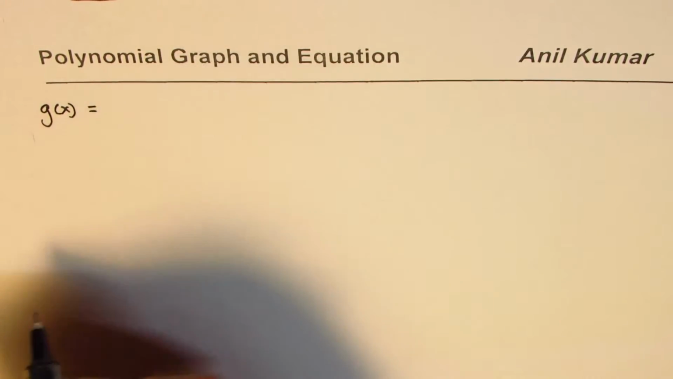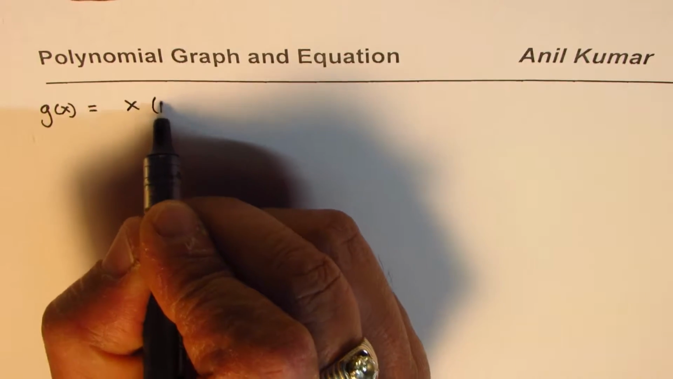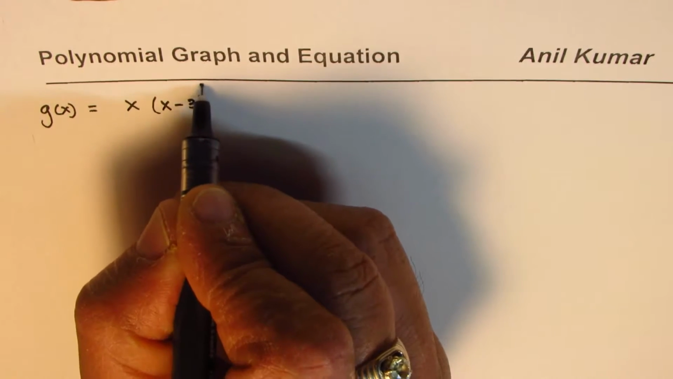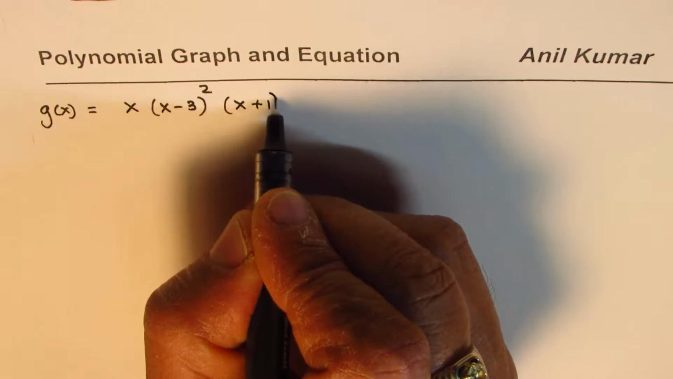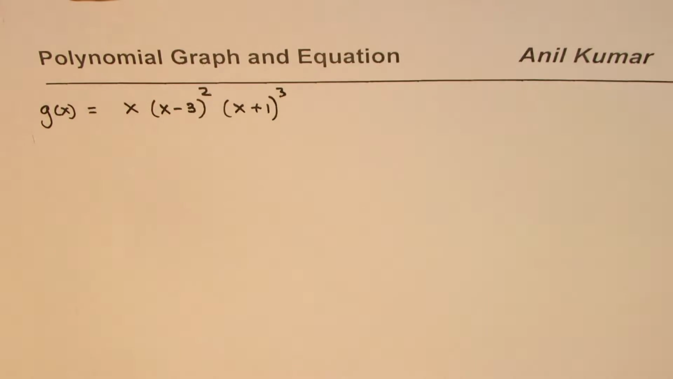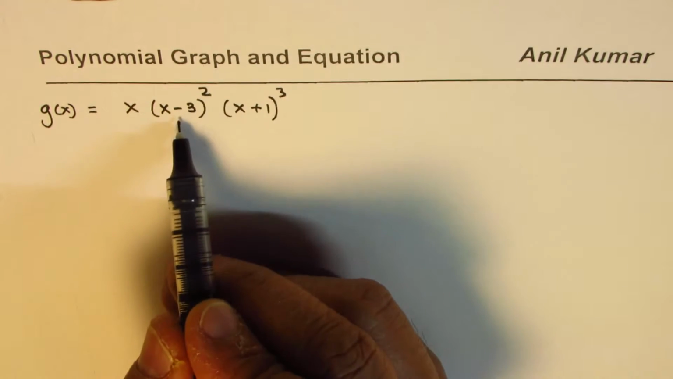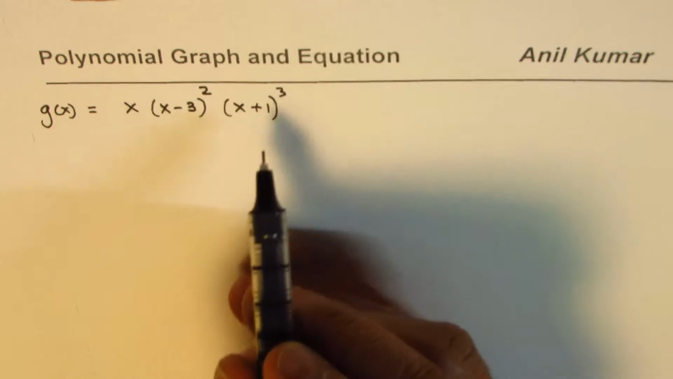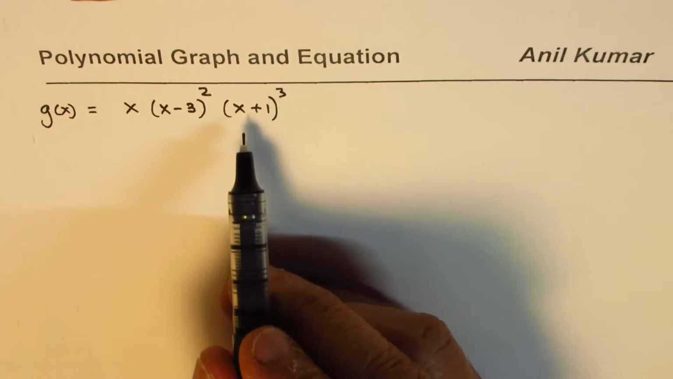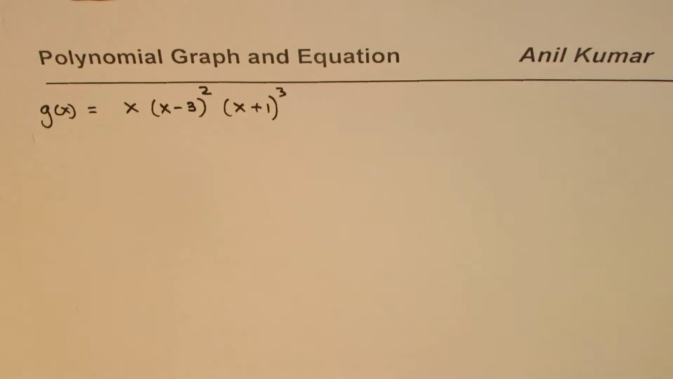G of x is equal to, we'll take the equation as x times (x minus 3) whole squared times (x plus 1) whole cubed. So I'm taking different kinds of zeros here. This is a linear zero which goes through the origin. Here we have a quadratic zero, where it is a turning point on the x-intercept at x equals 3, and then we have a cubic zero here. And for this particular example, we'll sketch the graph.